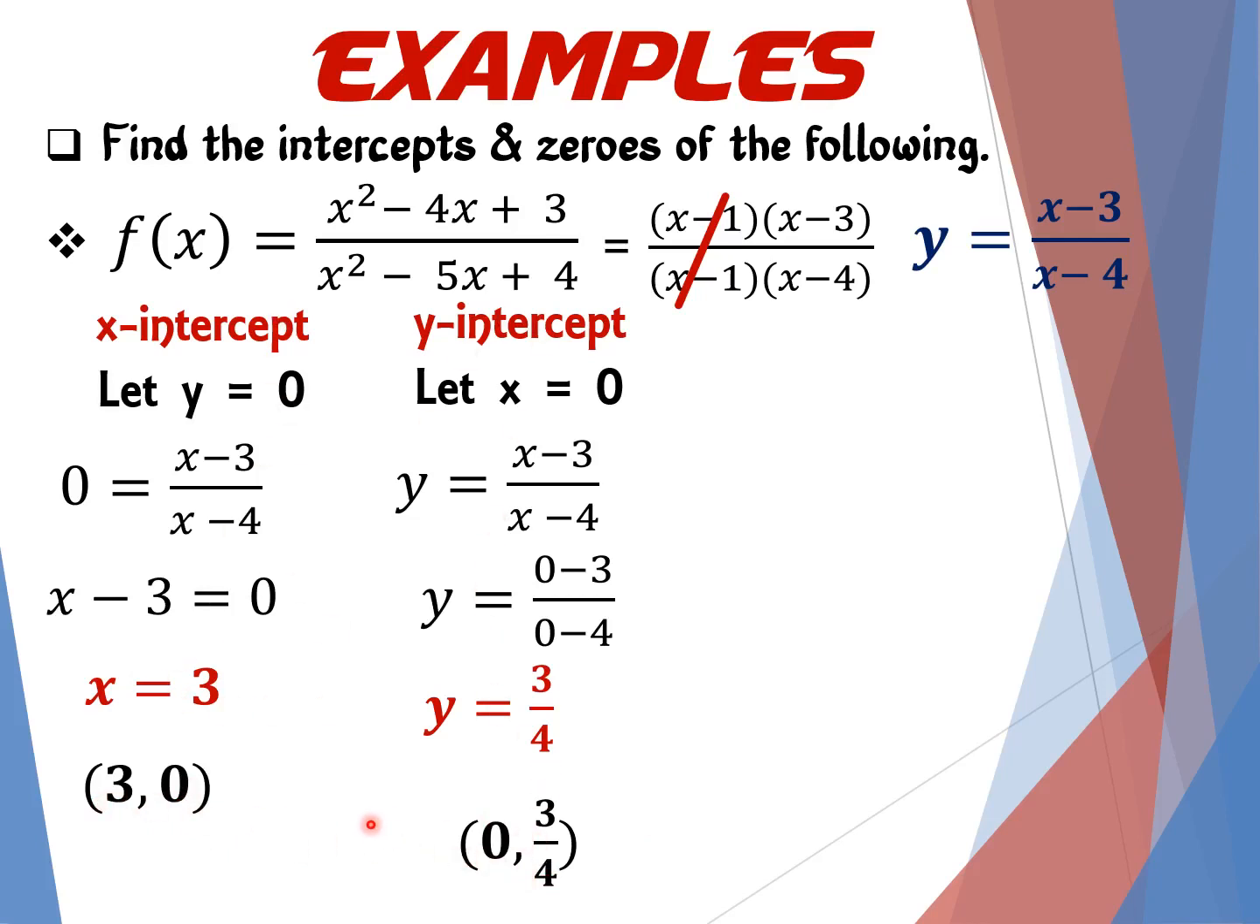Now, for the zeros of the numerator, or the zeros of the rational function, again, we simply equate the numerator of the reduced function, x minus 3, to 0. So the zero of the rational function will be x is equal to 3. This cancelled one, x minus 1, or x is equal to 1, is the hole in the graph, or the vertical asymptote also. I hope it is clear to you how to find the intercepts and the zeros of the rational function.